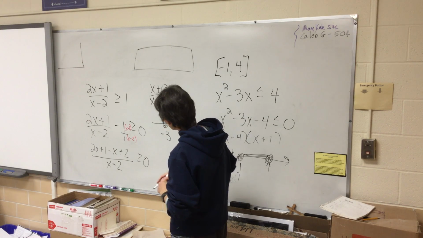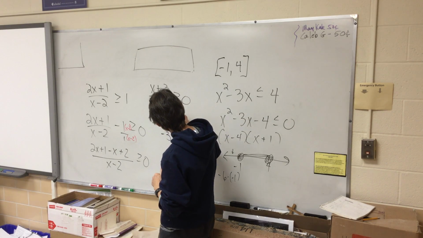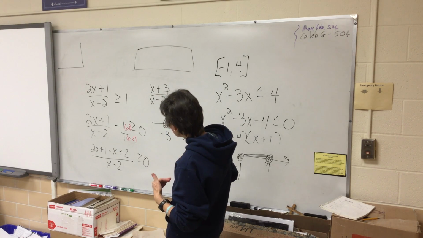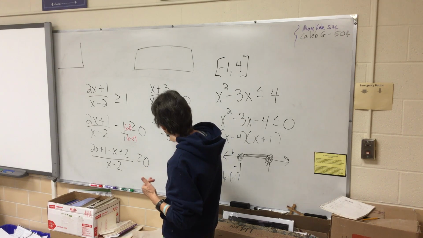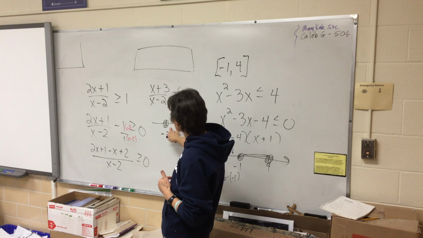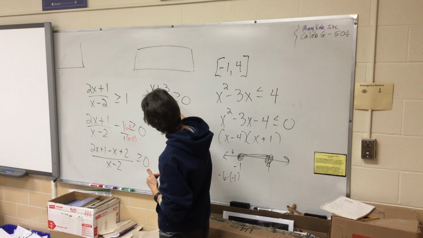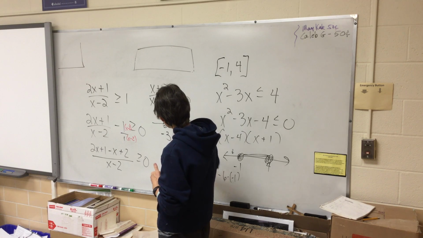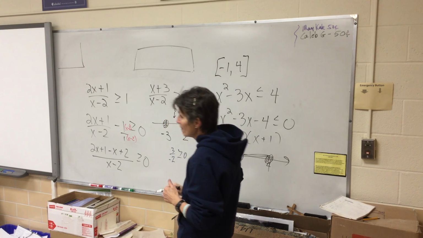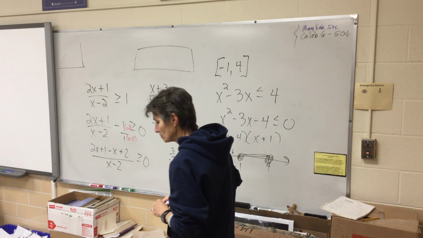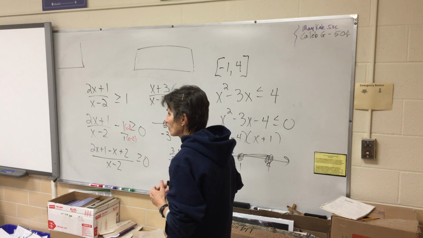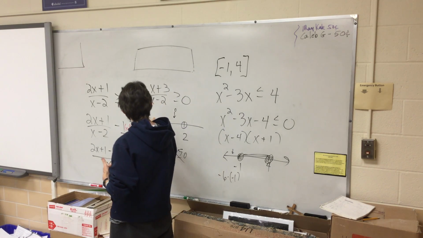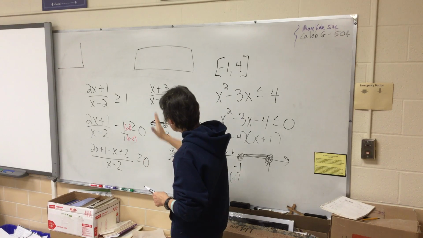All right, let's pick a number that's not these two. 0. I like picking 0. For me, 0 is the easiest number. Now 0 is in between here. So what I'm doing is asking myself, am I shading in between these two numbers? Well, what happens when I put 0 into my equation? I get 3 over -2. Is 3 over -2 bigger than 0? No.